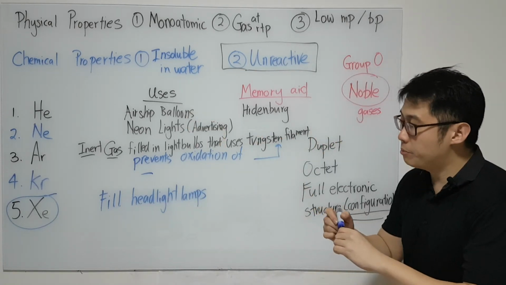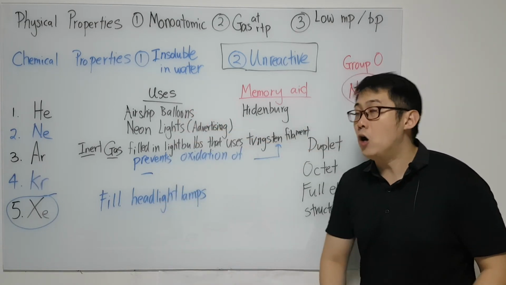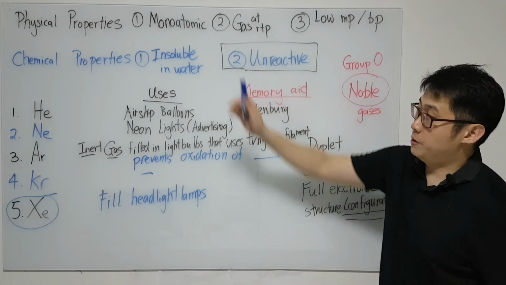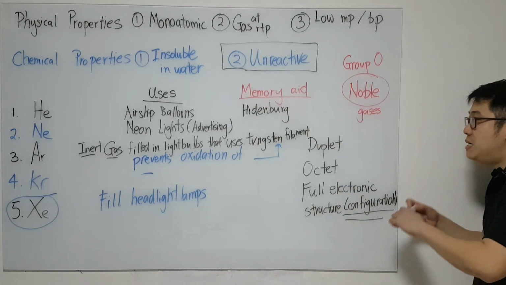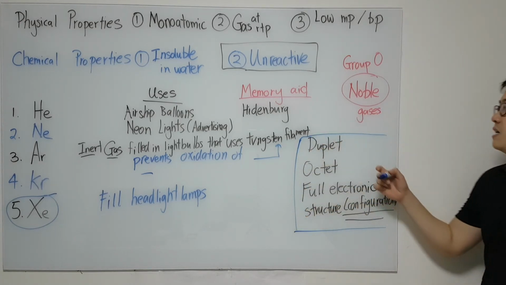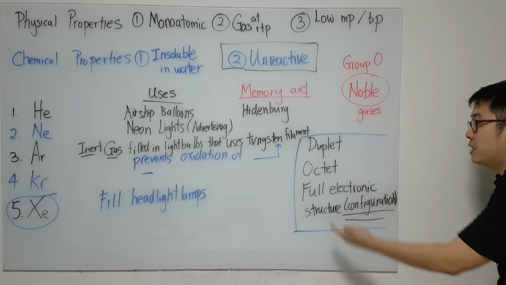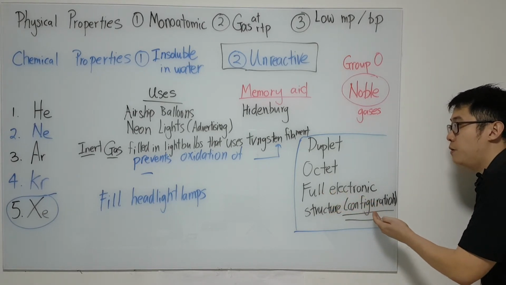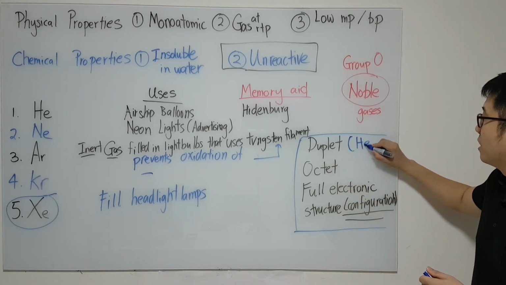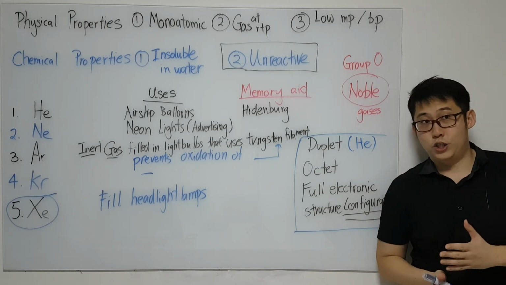So this is a very short chapter. Do remember the uses. Remember a few of them. If you can't remember all, hopefully at least 3 will be very useful. And remember the physical properties, the chemical properties, and the reason why your noble gases are unreactive. It's simply because they have attained a full electronic configuration, either the case of a duplet structure for helium and the octet structure for the rest. Okay, that is all for this chapter. Thank you.